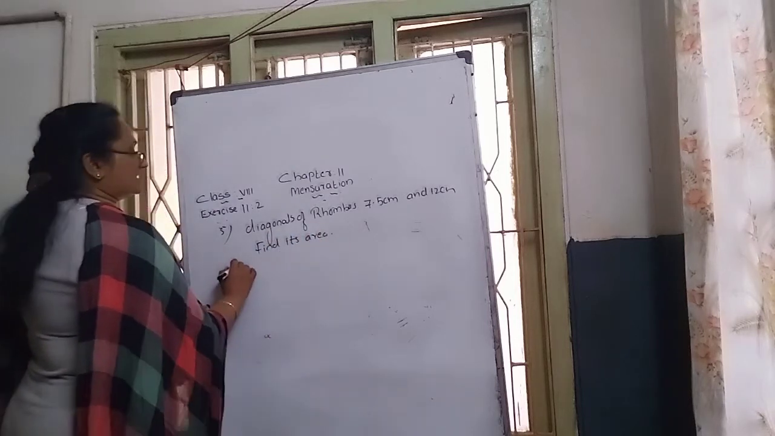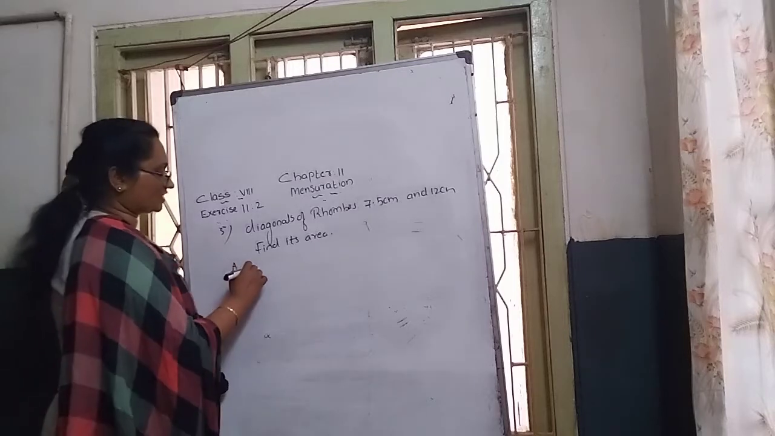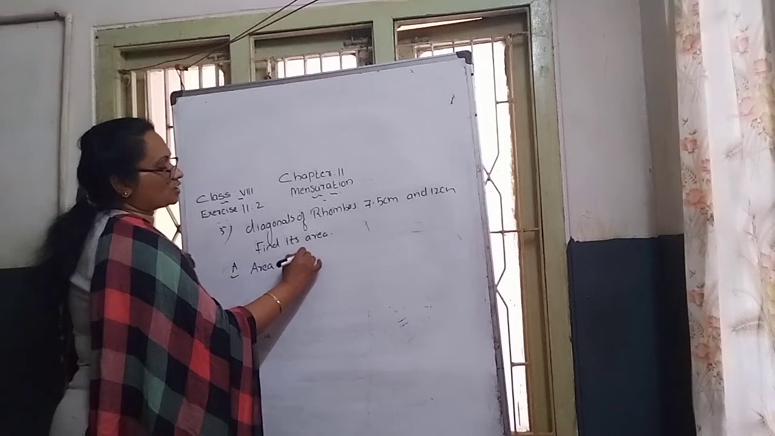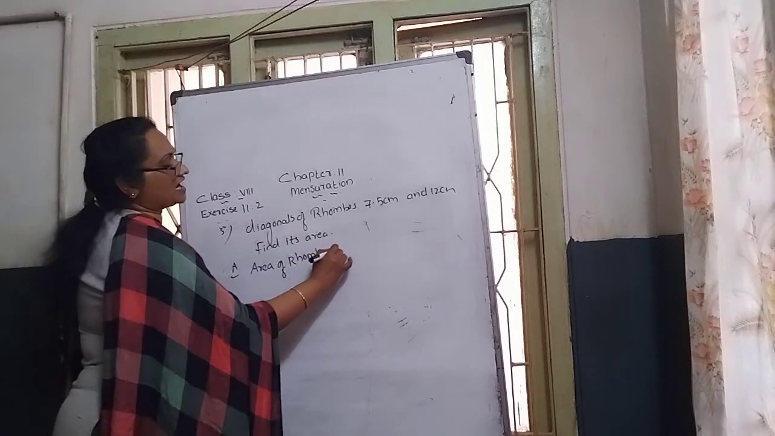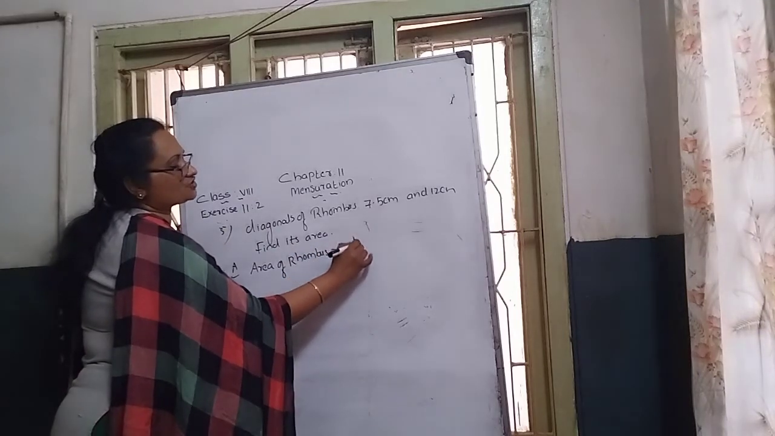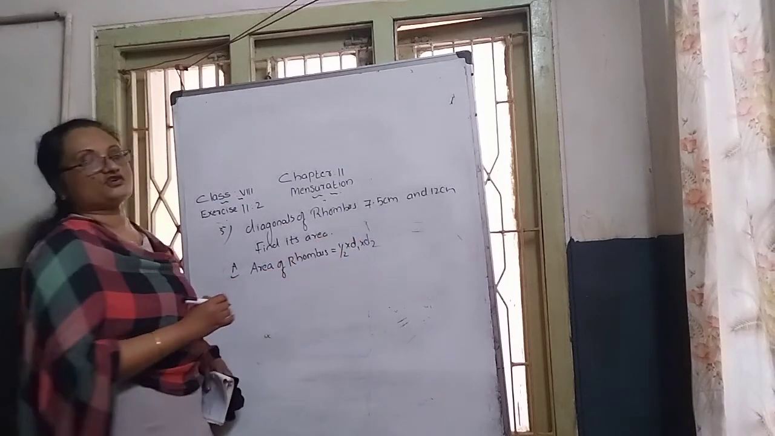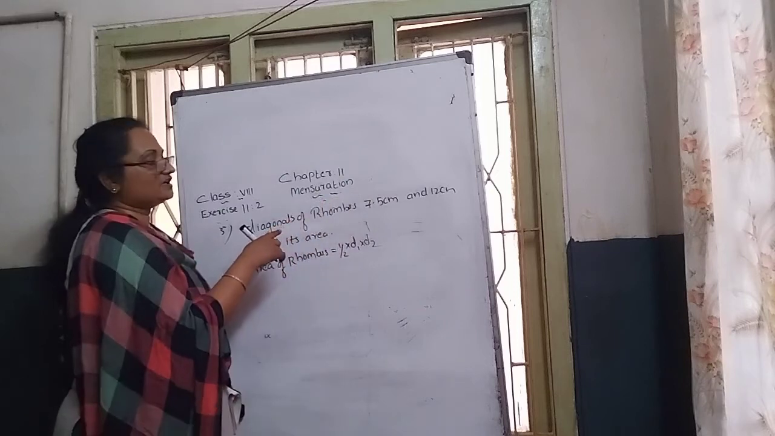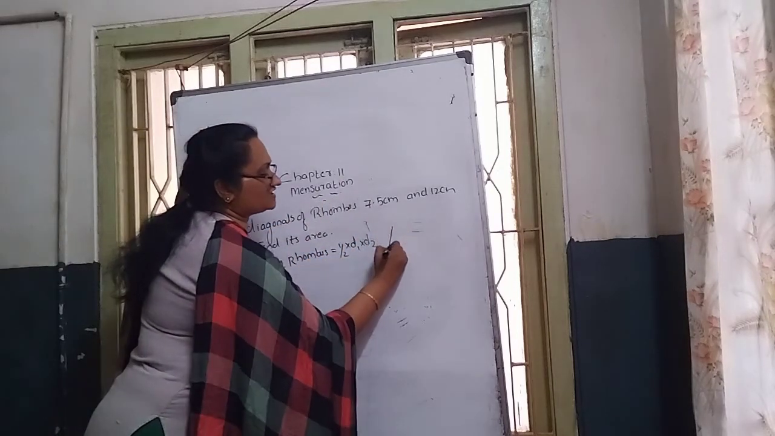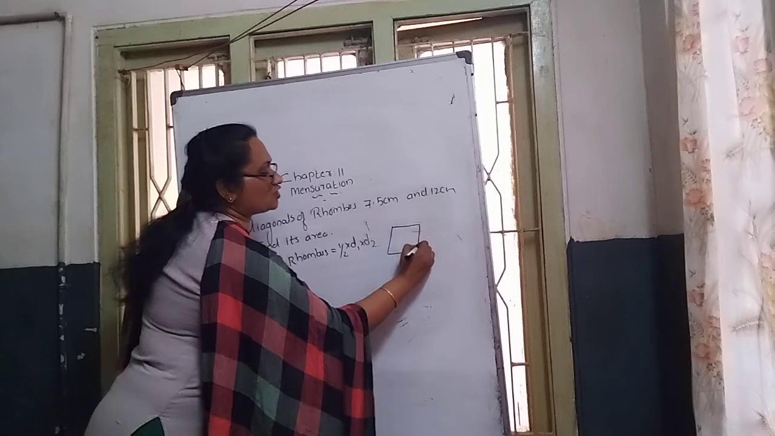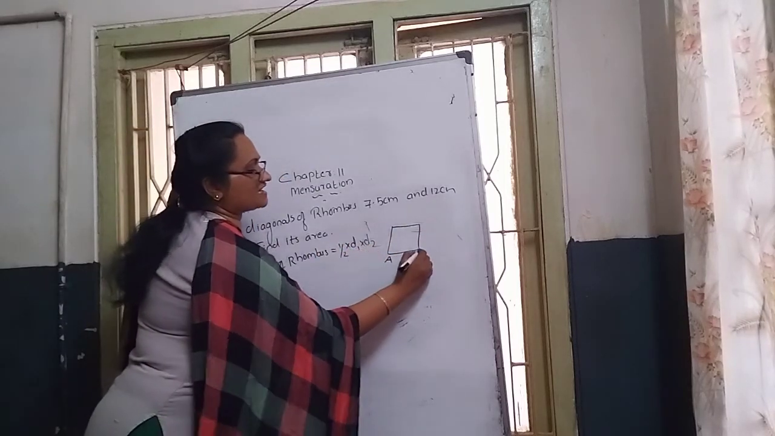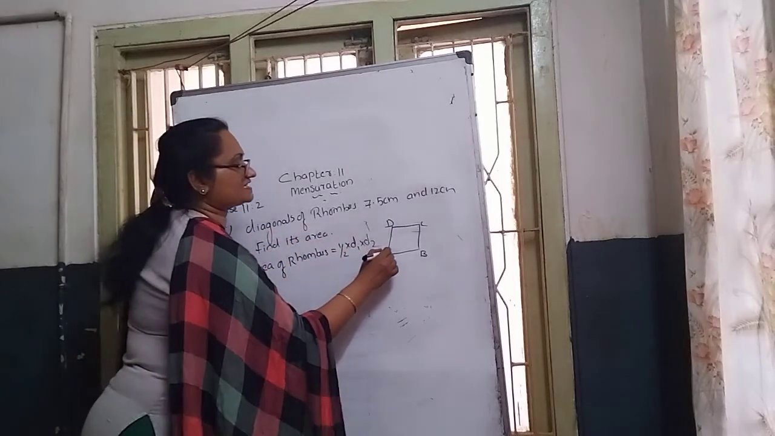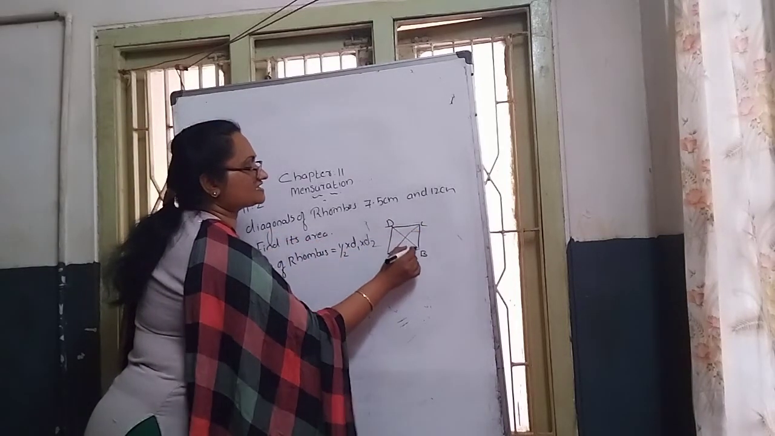What is the formula for finding the area of a rhombus? Area of a rhombus is equal to half into D1 into D2. Here the diagonal values are given. A rhombus looks like a square, but with a small bend. We can mark it as ABCD, the rhombus. Then diagonal AC is the first diagonal, BD is the second diagonal.